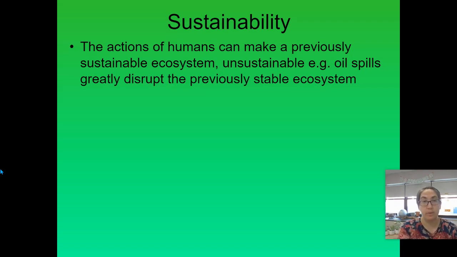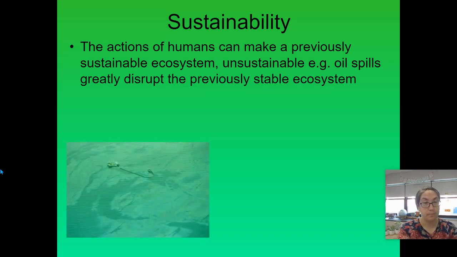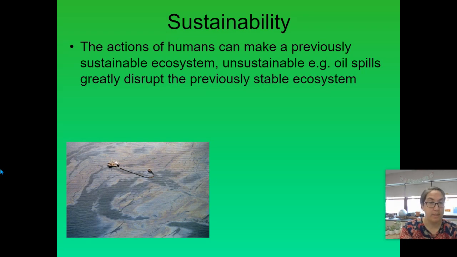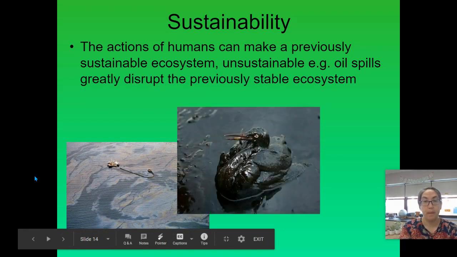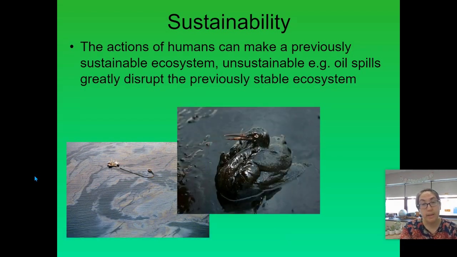So an oil spill greatly disrupts a previously stable ecosystem. And you can see the unfortunate oil slick on the surface of the water there. It directly impacts wildlife, so it may kill the wildlife, but it also disrupts the water and other organisms that depend on having clean water.